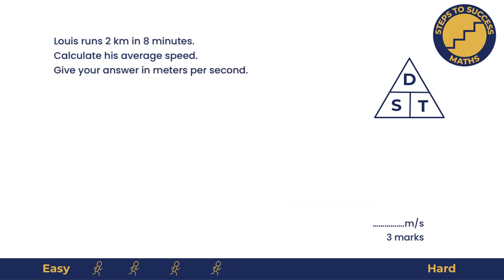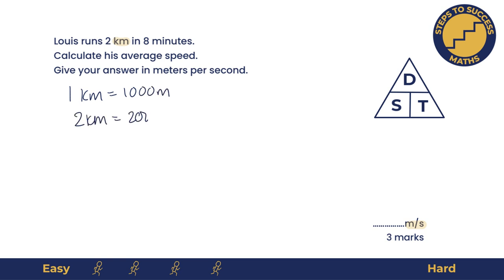Louis runs 2 kilometres in 8 minutes. Calculate his average speed. Give your answer in metres per second. Okay, so we've got 2 kilometres, but we want to give an answer in metres. So you should know that 1 kilometre is 1,000 metres. So 2 kilometres is 2,000 metres.